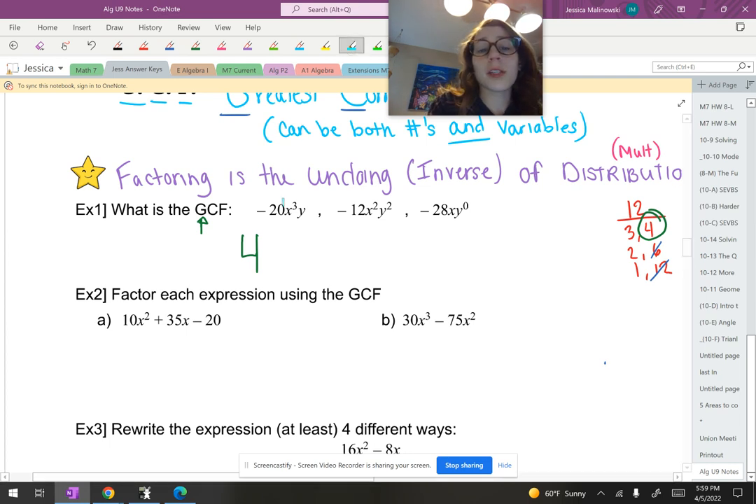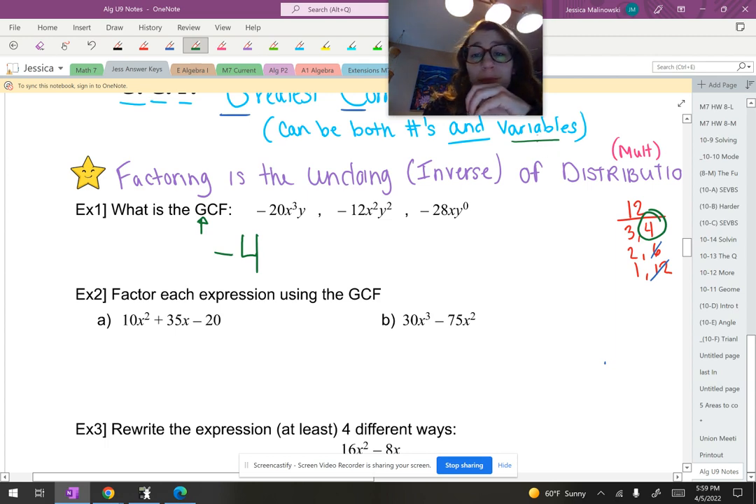Well, you might notice that all 3 of those terms have that negative sign. So I can make my GCF not just a 4, but a negative 4. But again, that's still focused on the numbers, and we have yet to look at the variables.